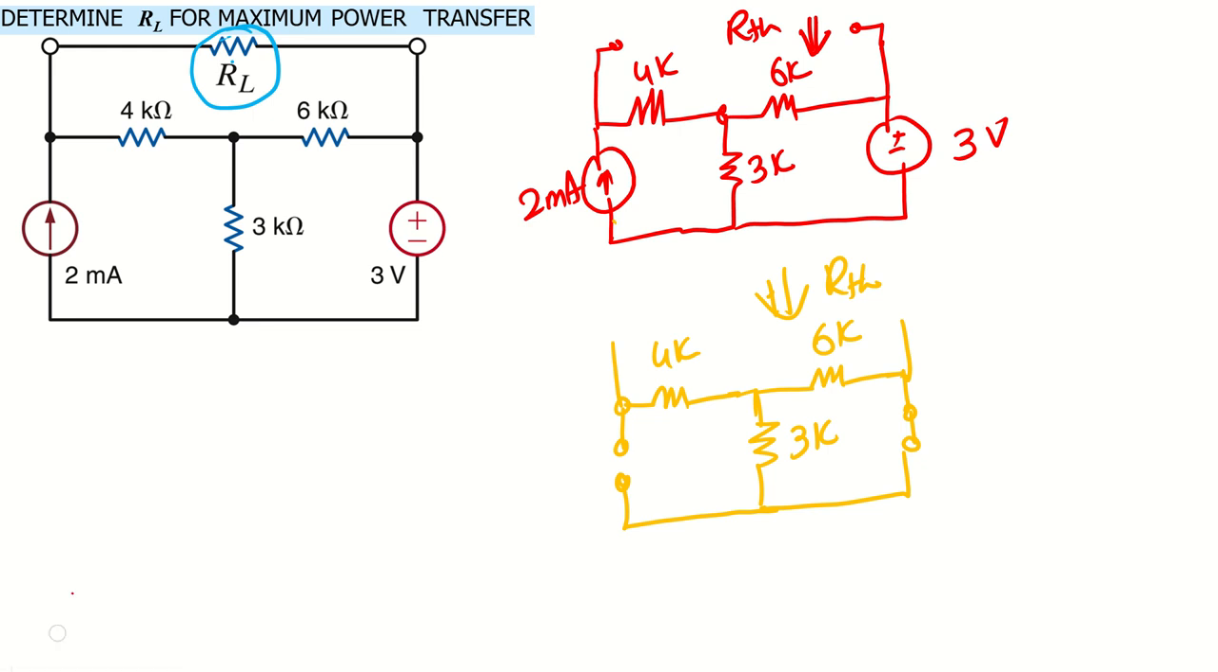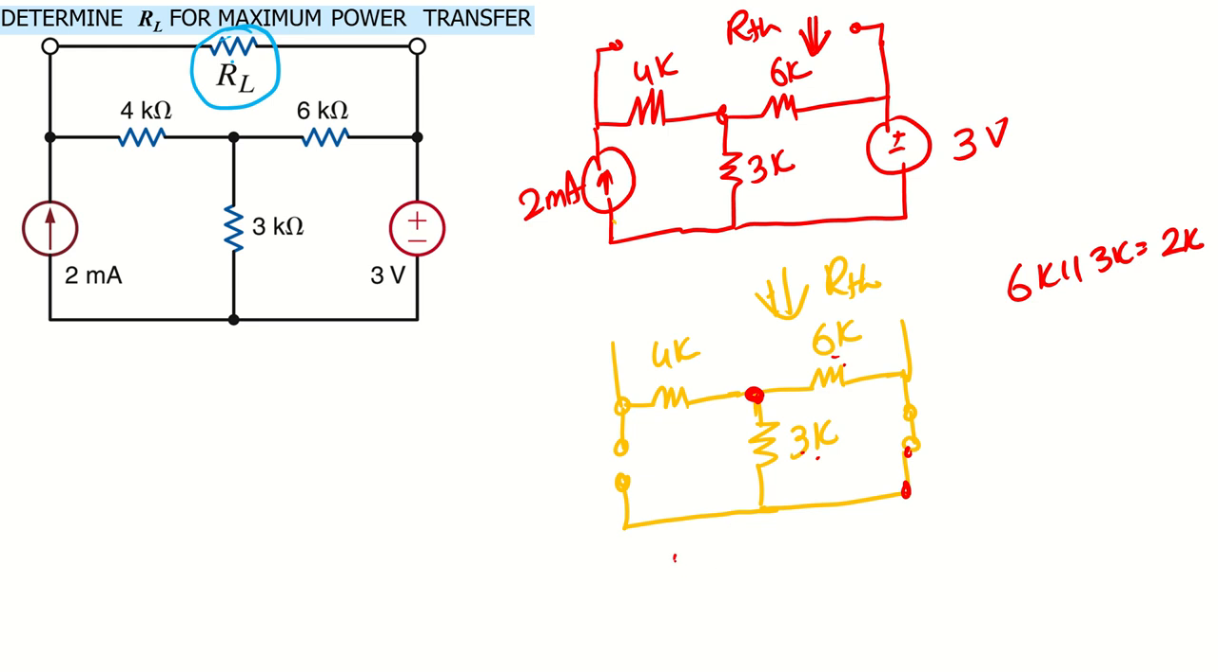If you look at this circuit, what can we infer? We can say that this is one node, this is the second node. So this 3K and 6K are in parallel, right? So we can simply get the value of our Thevenin here. 3 and 6 in parallel will give me what? That will give me 2K, right?